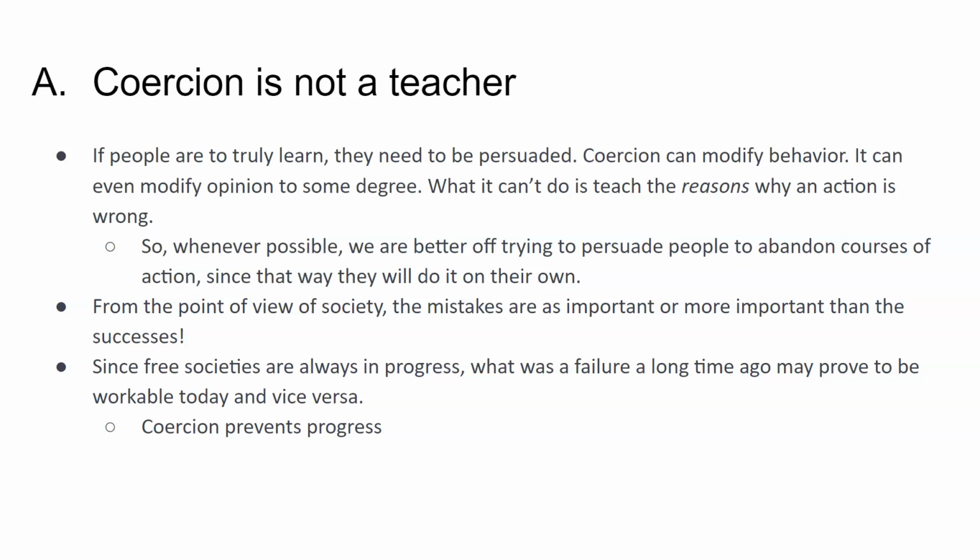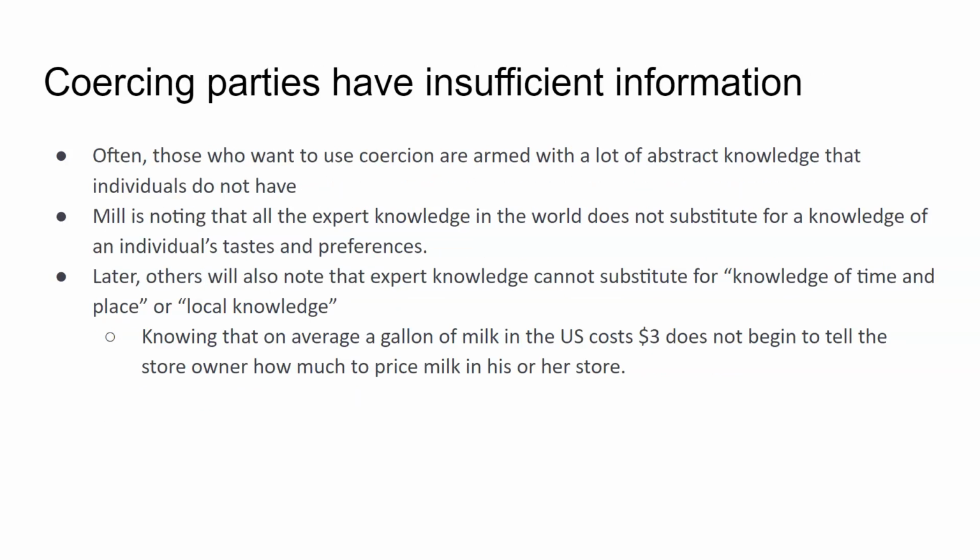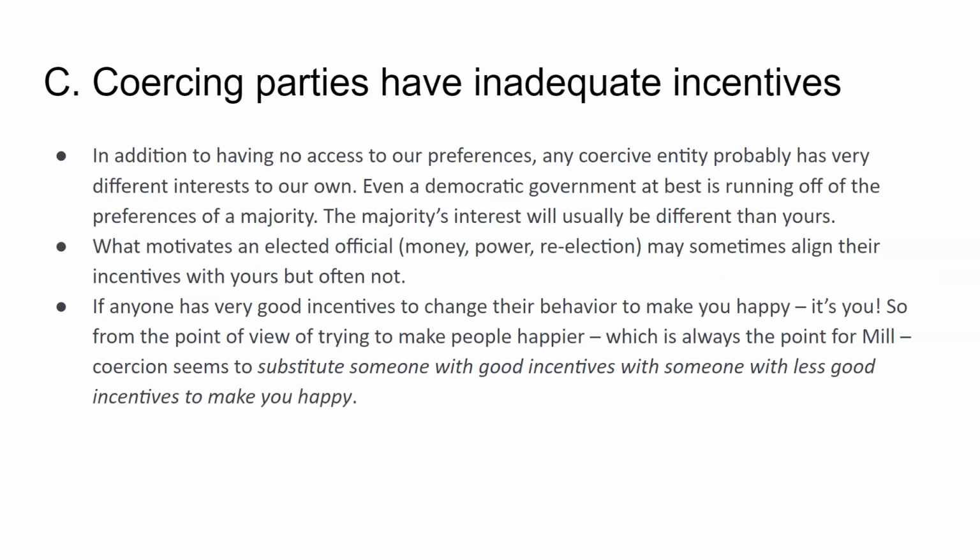Understanding that for them, progress is an individual journey. It's not one that we can map out ahead of time by looking at the experiences of other people only, because other people are not like us. So coercion prevents progress. Insufficient information, inadequate incentives. Okay.